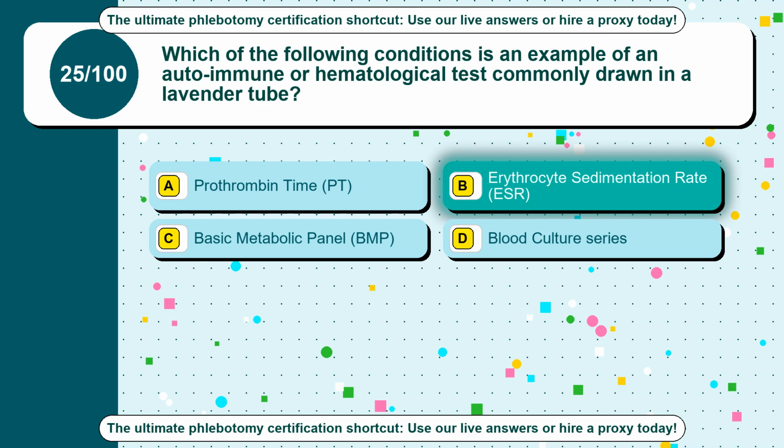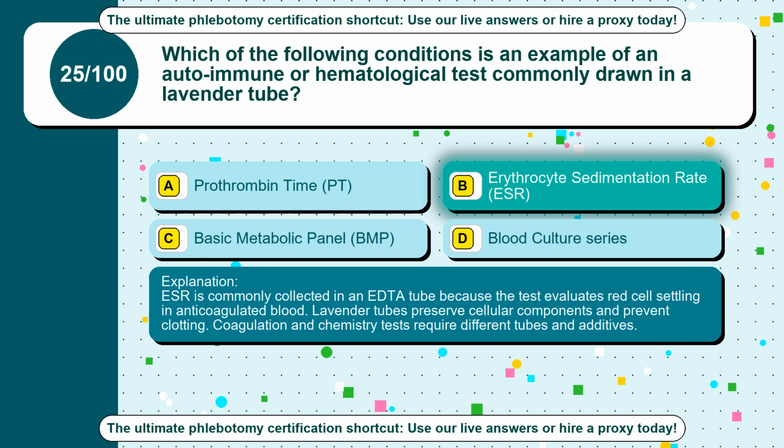Erythrocyte sedimentation rate, ESR. ESR is commonly collected in an EDTA tube because the test evaluates red cell settling in anticoagulated blood. Lavender tubes preserve cellular components and prevent clotting. Coagulation and chemistry tests require different tubes and additives.